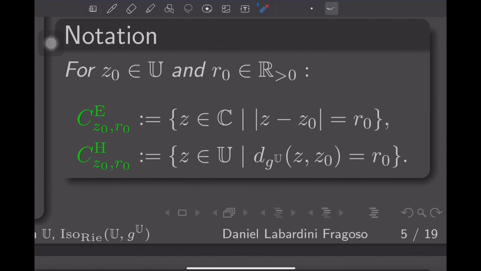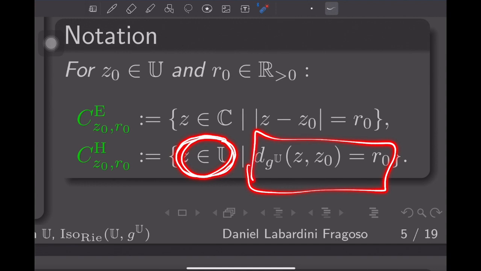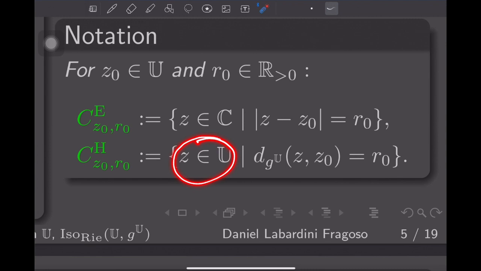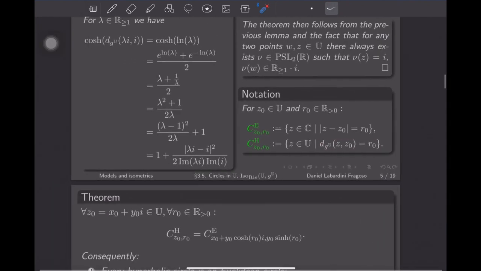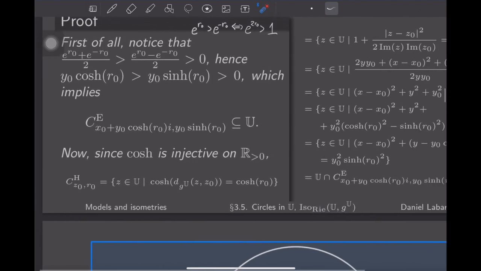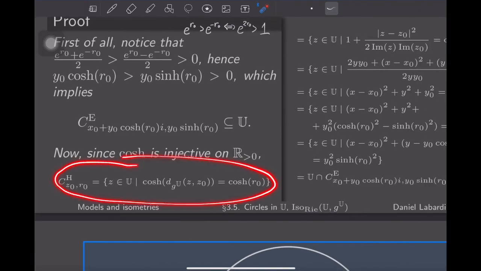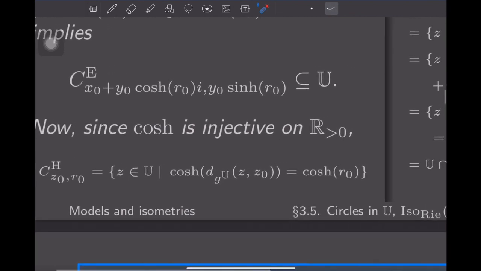Then asking about the z's in U with this property is equivalent to asking about those z's such that the hyperbolic cosine of this is equal to the hyperbolic cosine of this, because here I'm dealing only with positive values. Okay, so that's exactly what I just wrote here. Instead of asking about this equal to this, it's equivalent to asking about this other equality.